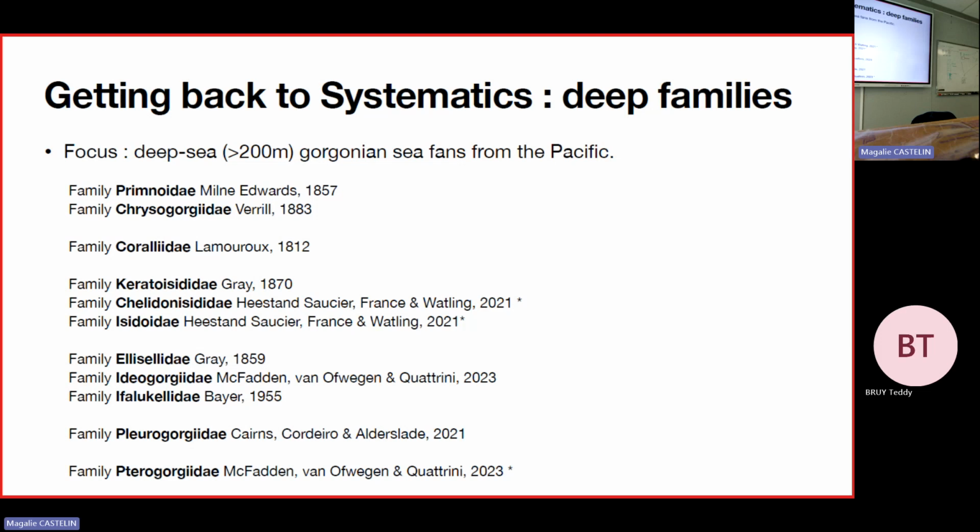Chelidonisididae is a monogeneric family, so I won't detail it. Isidoidae is a shy bamboo because it doesn't have nodes. It looks like a bamboo, and it's been a taxonomic curiosity for most of its life, and it's monogeneric, so I won't detail it. Then you have groups. Actually, I could group all those that tend to be shallower: the Helicoradomenidae, Ideogorgiidae, Ifalukellidae, the Pleurogorgiidae, and the Pterogorgiidae. So we'll see these families.